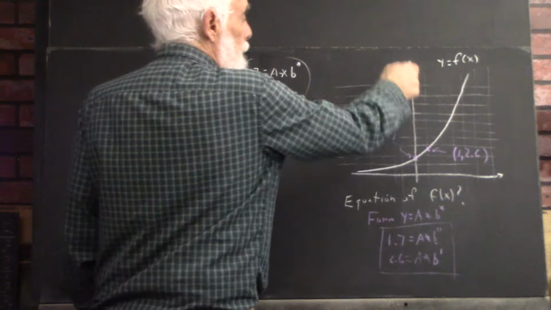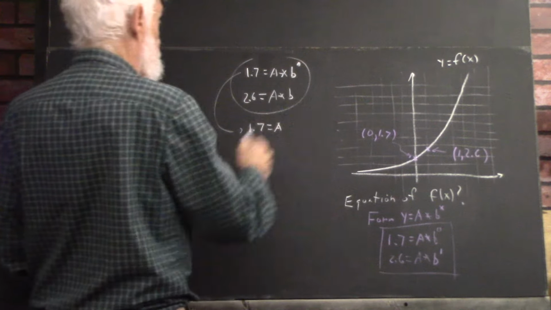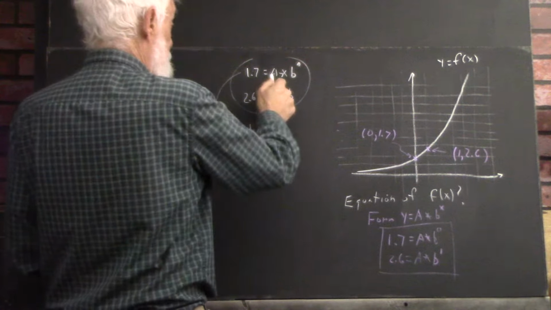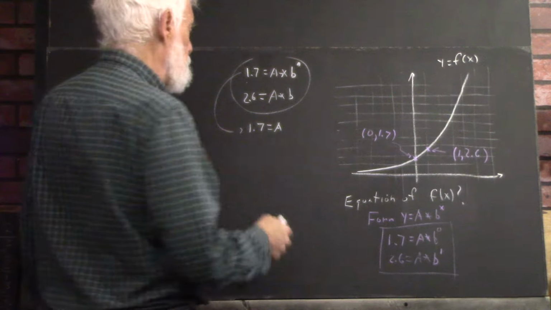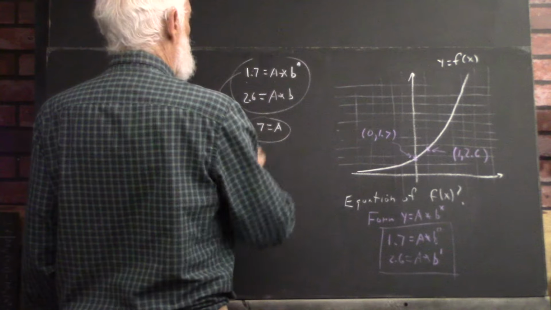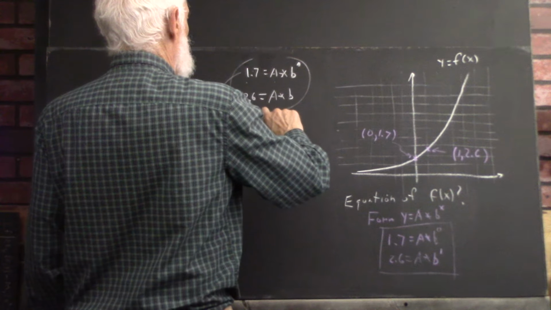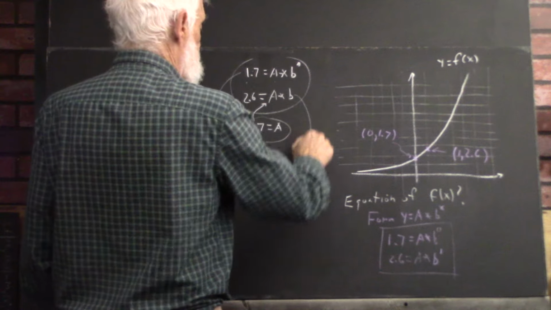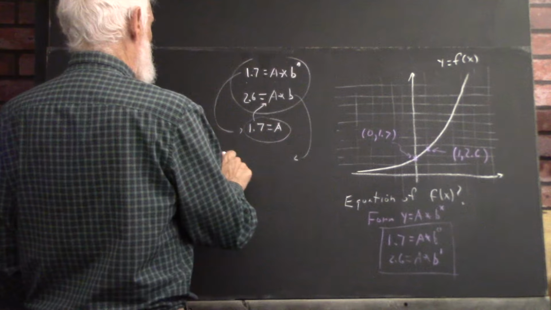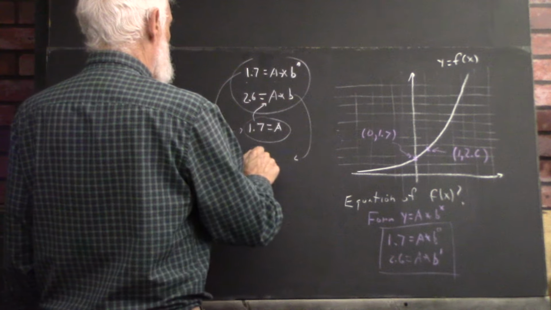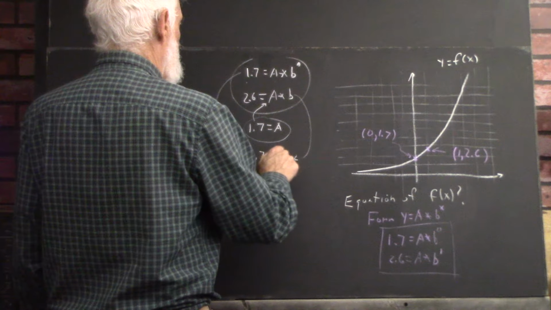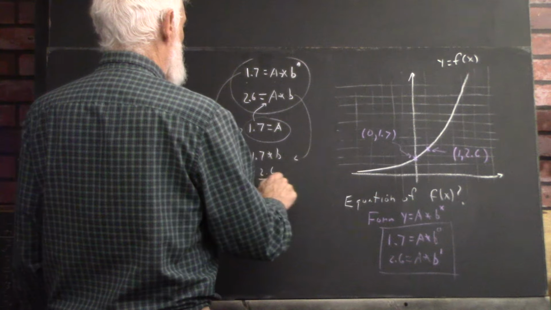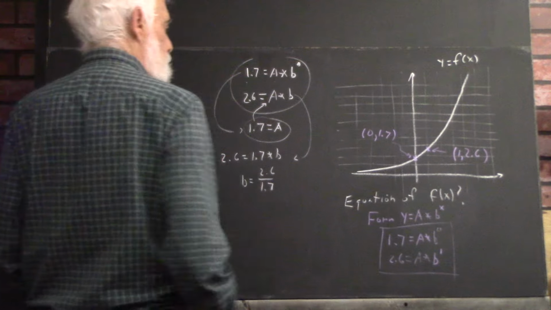Again, anytime we have the y-intercept, if we have an exponential function, we know that we're going to get a times b to the 0, so we're going to get our value of a without having to do any more work. Okay, now 1.7 equals a, so we take that and plug it in for a, and that gives us 2.6 equals 1.7 times b, so b is 2.6 over 1.7.